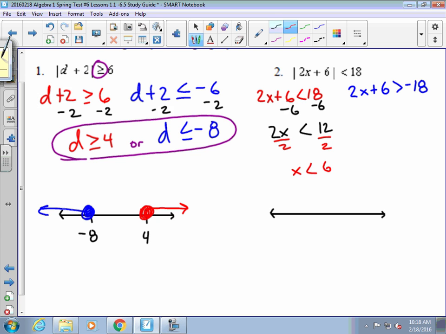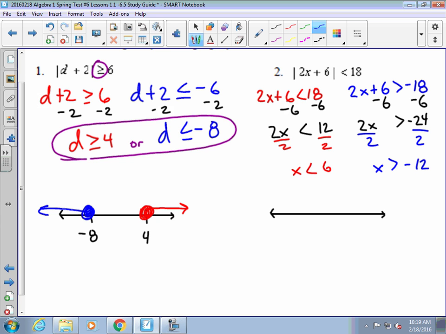For the other one, undo plus 6 again by subtracting 6. No reason to reverse it. 2x is greater than negative 18 minus 6. Those are the same sign. So add them up, you get the number 24 and keep the common sign negative. And then get x by itself by dividing by 2 on both sides. X is negative 24 divided by 2 is negative 12. There's no reason to reverse the symbol here because you're dividing by a positive number. The fact that it comes out to be negative doesn't matter.